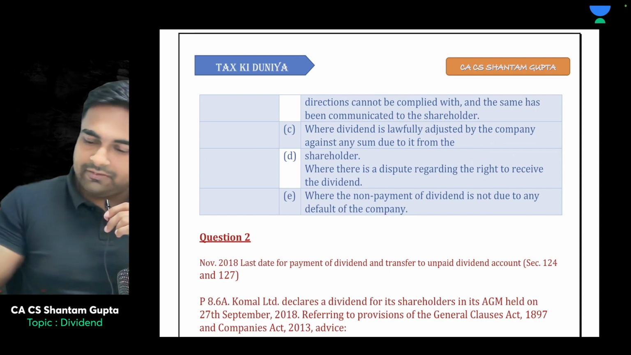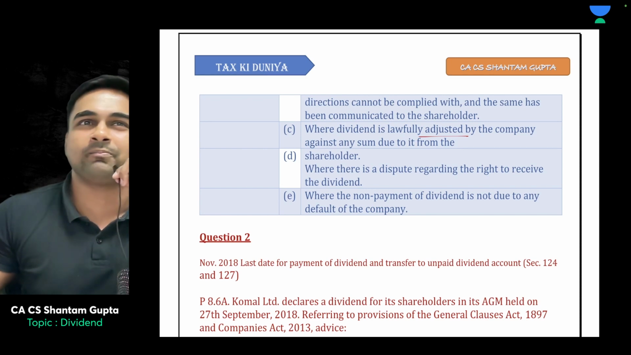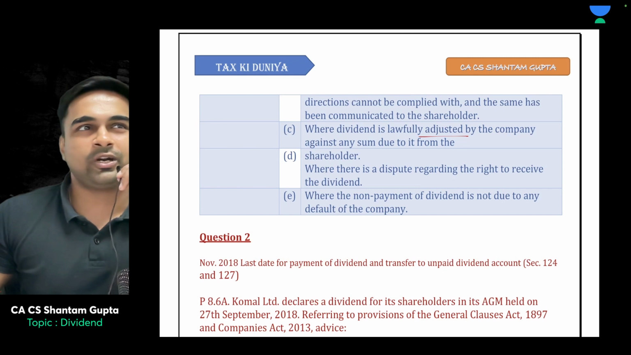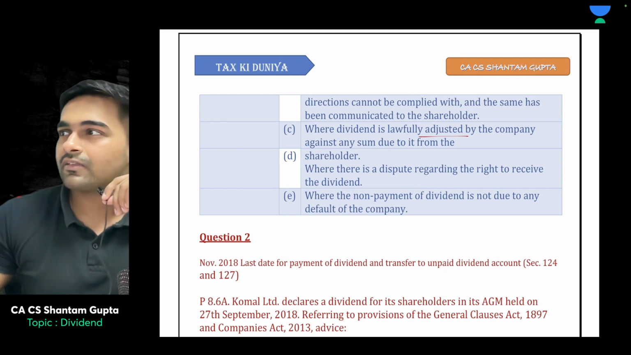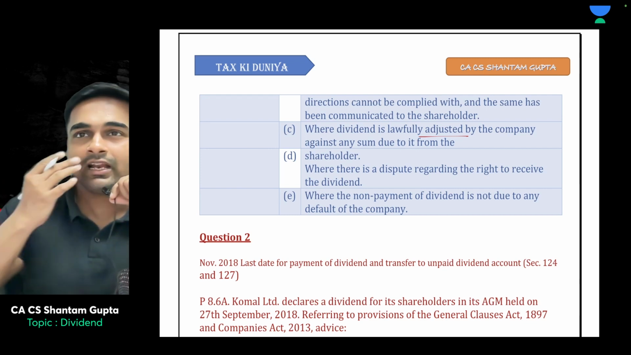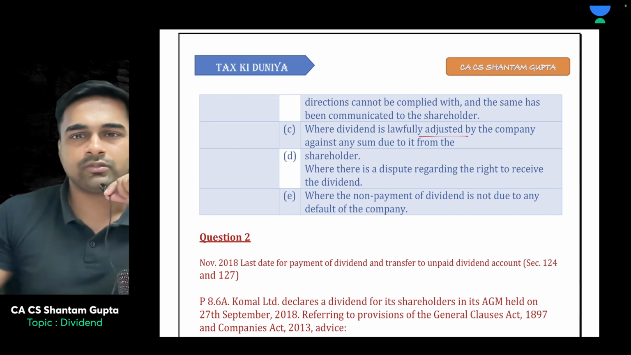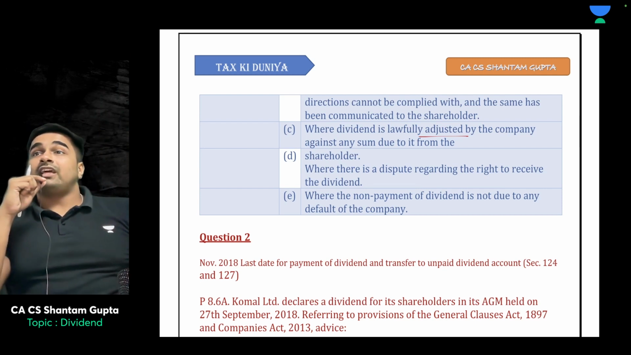Next, whether the dividend is lawfully adjusted by the company for the sum due. You have taken a loan from the company. The loan is overdue. How can you expect dividend? Have some shame. You have not repaid the loan, you are expecting dividend. So we will adjust the dividend amount with the loan amount. Okay. Third, where there is a dispute.